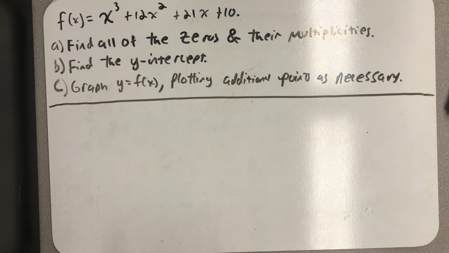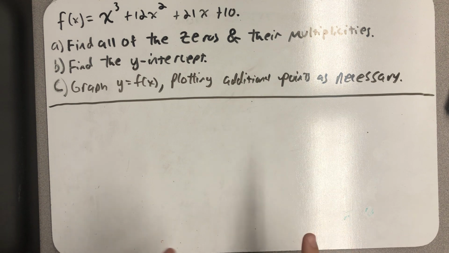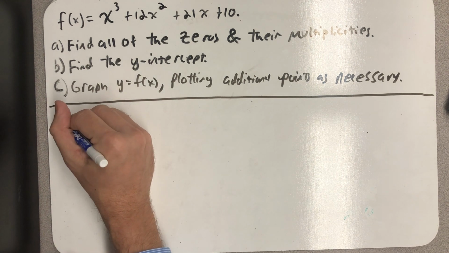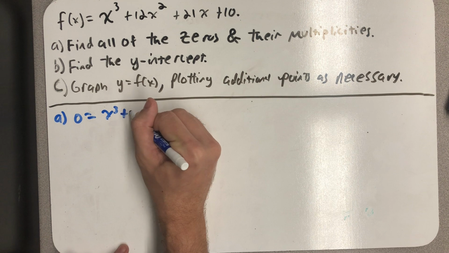We're asked to find the y-intercept, and then we're asked to sketch the graph of the function, applying additional points as necessary. And we might just think about a few other things we know along the way. But let's get started finding the zeros of our polynomial function.